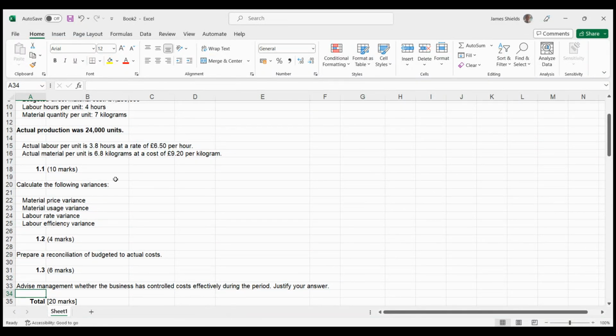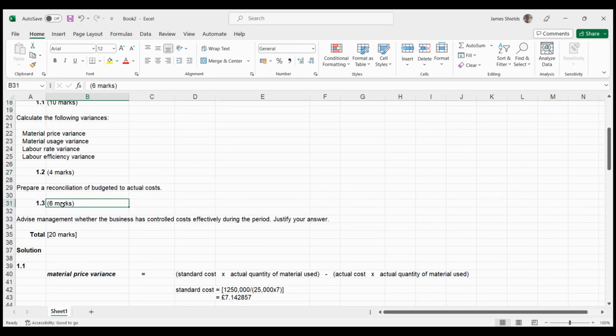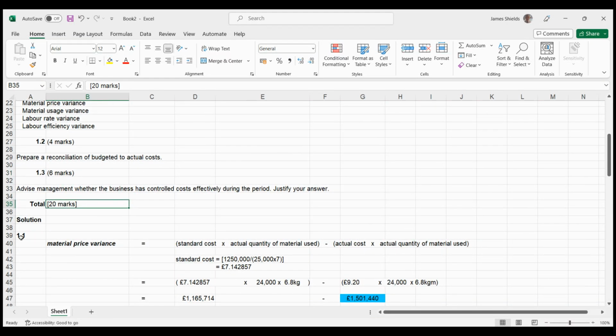So the first part of the variances, you've got 10 marks. The reconciliation, you've got 4 marks. And the advice in part 3, you have 6 marks, giving a total of 20 marks. So let's look at part 1 then.